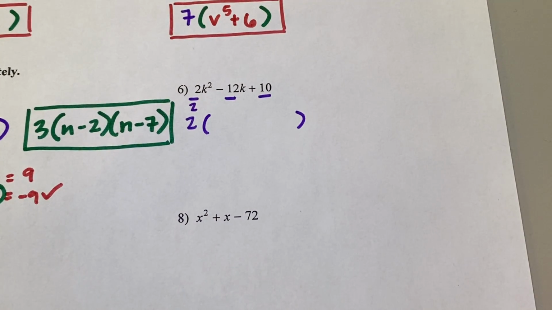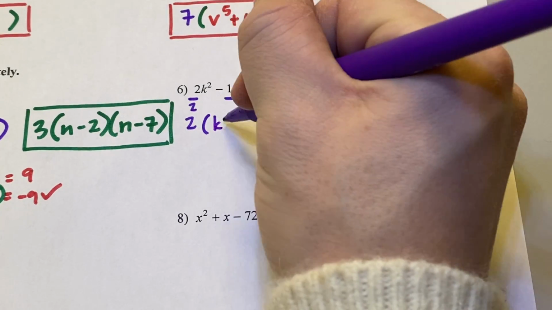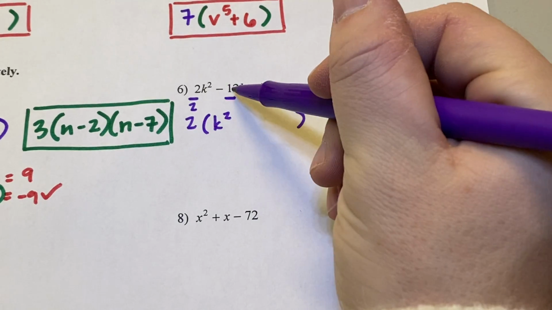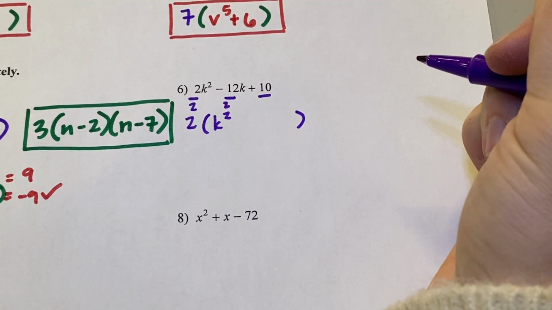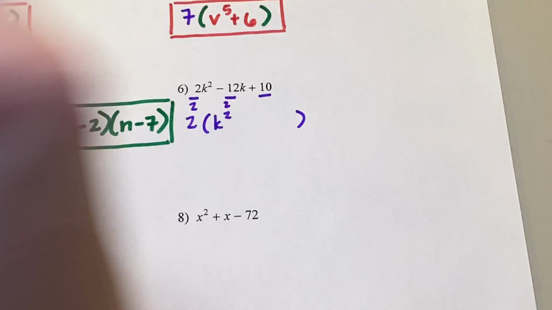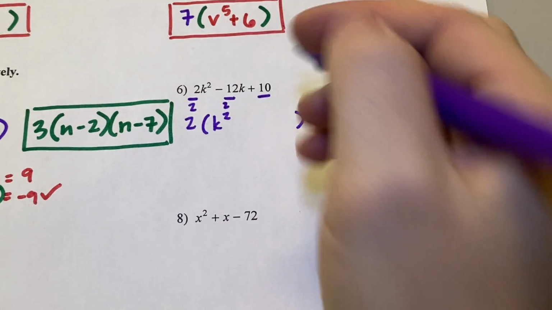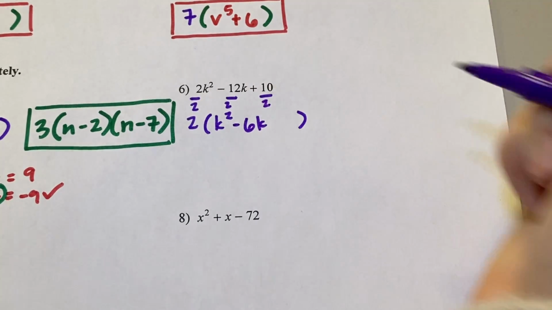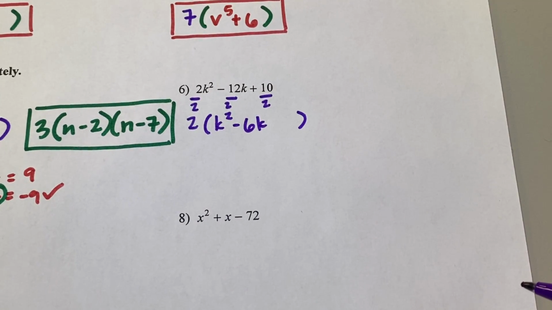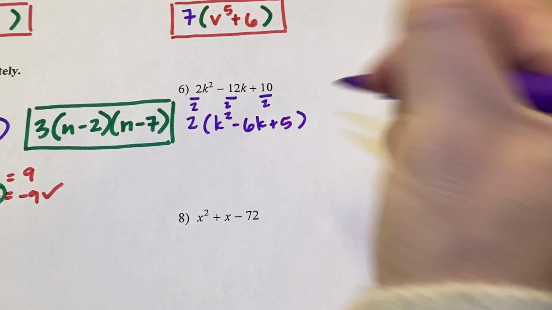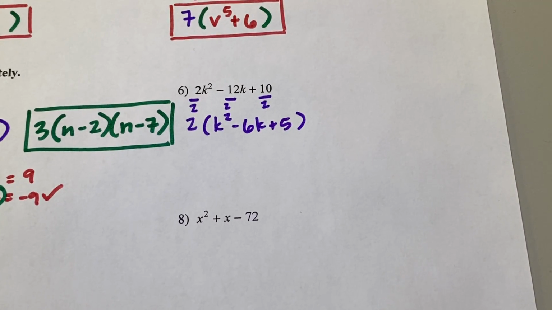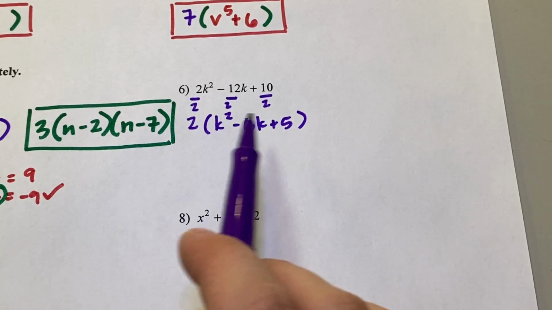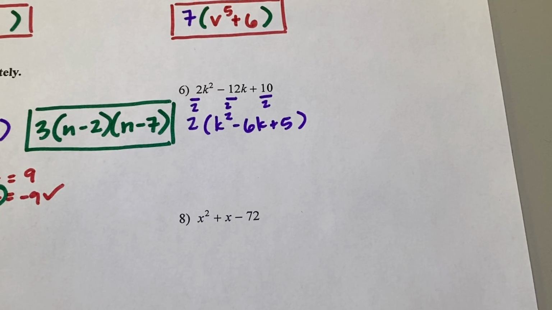Figure out what's left inside when we factor out that 2. What's 2 divided by 2? 1, so we're just left with k squared on that first guy. What's negative 12 divided by 2? Negative 6k for my middle guy. And what's 10 divided by 2? Positive 5. Just like number 5, our last guy we did, they had a 2 in common. We factored it out. Now we play the number game with this guy inside.